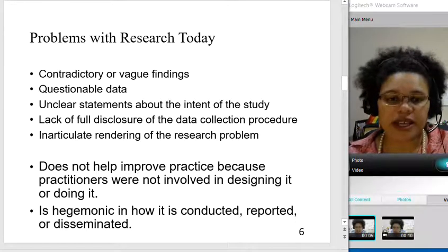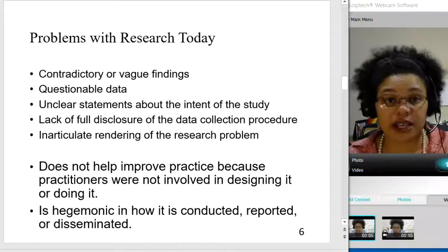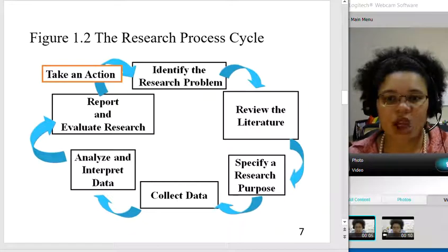Another problem is that some research is hegemonic in how it is conducted, reported, or disseminated. And by that, I mean it is done in such a way, reported in such a way, and shared in such a way that it actually oppresses those individuals who are the subject of the research. So these are the two main concerns that we're going to be addressing through how this course is designed.